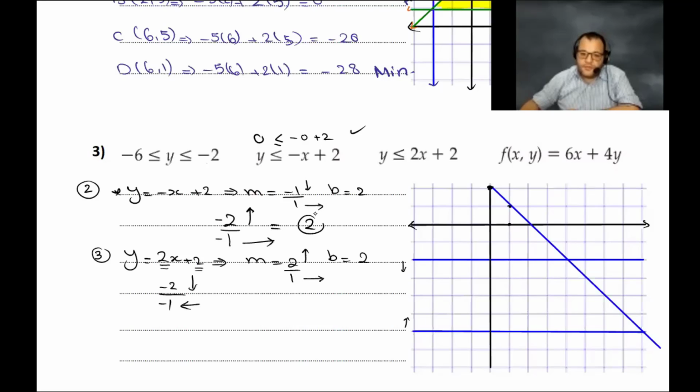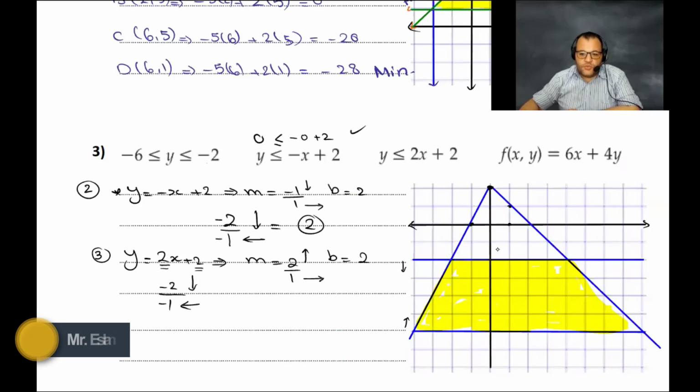Is that right? Yes, Mr. So it will be going down 1, going down 2, and going to the left 1. So down 2 and left 1. So we can graph this. So where is the shaded part? This part will be shaded. This part will be the shaded part. That's the solution.